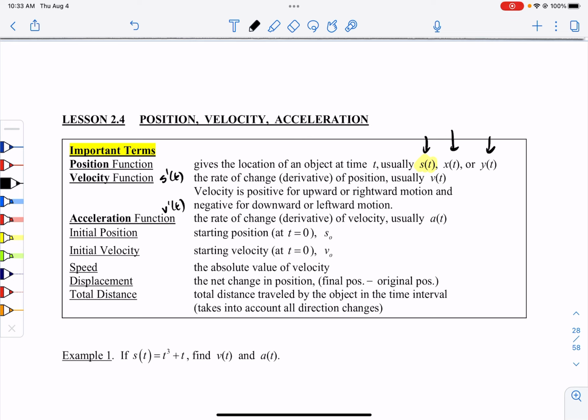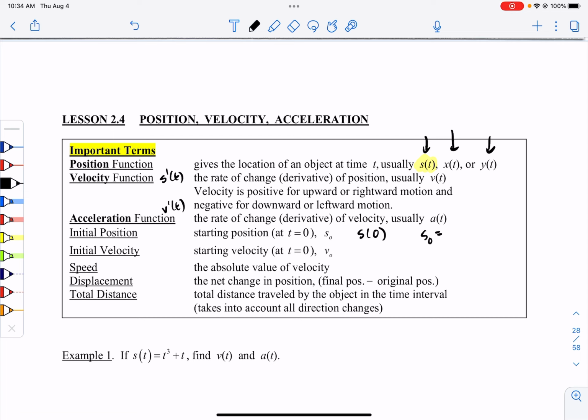Okay, initial position. That's where we're starting at time 0. So usually that would be like s of 0. You would plug in 0, you'd find your initial position. Sometimes it's denoted by s naught. That gives you your starting position. Your initial velocity is your velocity at time 0. Whatever speed, which seems weird, right? Because in your head, at 0, you're not moving at all, which isn't true because time 0 is just when we start recording what's happening. So starting velocity happens at time equals 0.